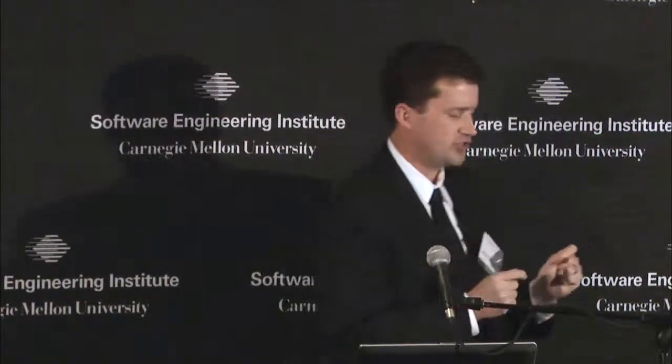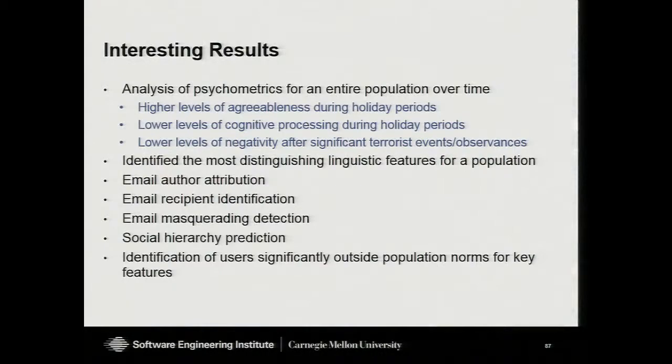Now, among the individuals, we identified what are the most distinguishing linguistic features. Right? What features can be used to set people apart from each other, and we found which those are. We were able to attribute emails to specific authors. So if we had enough data on how a specific person writes email, and then given an unattributed sample, we could reasonably accurately predict who wrote that email. Even more interesting, we could identify the recipient. Now again, it's all anonymized, but we had some ground truth that we could look at.